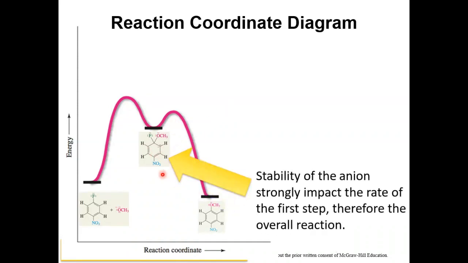So look at the first step. Keep your attention on how the stability of this anionic species is affected by its structure. If a particular structural factor makes this anion more stable, then its formation will become faster, so the overall reaction will be faster. So you have to pay close attention to the structural stability of this intermediate.